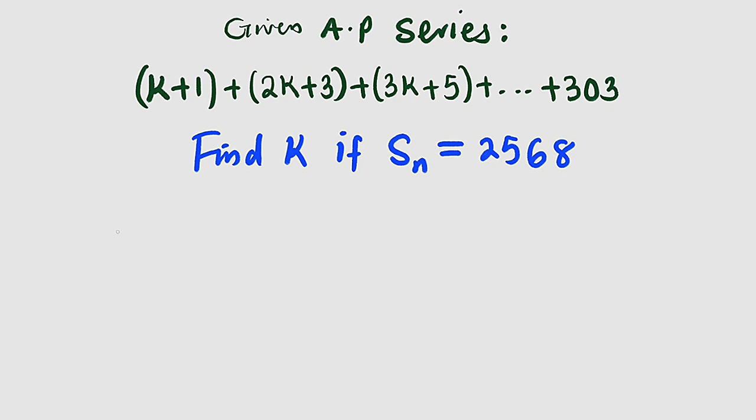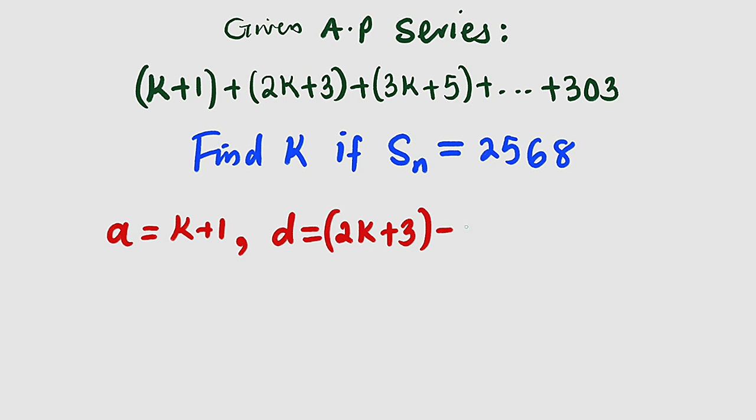Let us write down the data. A is the first term, which is k plus 1. Then the common difference D: you can take this minus this, all the same. So we take 2k plus 3, then subtract k plus 1. 2k minus k is k, 3 minus 1 is 2, and hence the common difference is k plus 2.